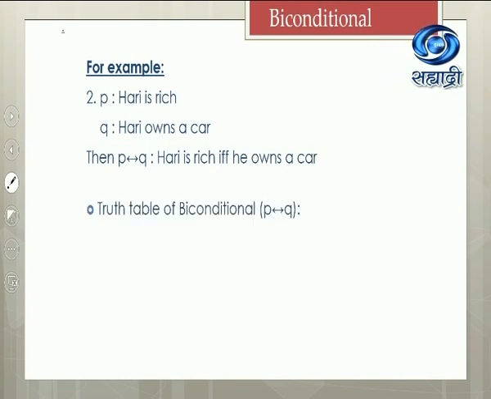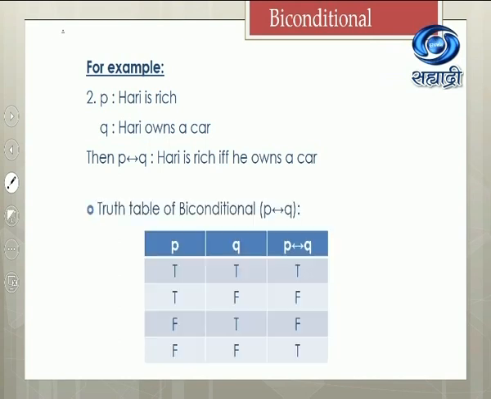Let us see the truth table for the biconditional. P, Q, and the third column is P if and only if Q. So here again true, true, true, false, false, true, and false, false is the combination. So P if and only if Q: true if and only if true is true, true if and only if false is false, false if and only if true is false, and false if and only if false is true. If one is false and the other is true, only in this combination it is false. If both are true or both are false, then the answer is true in biconditional.